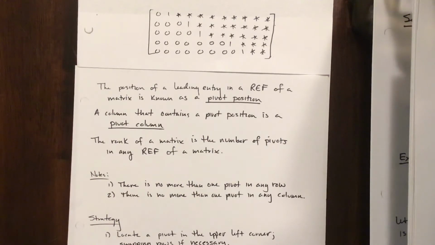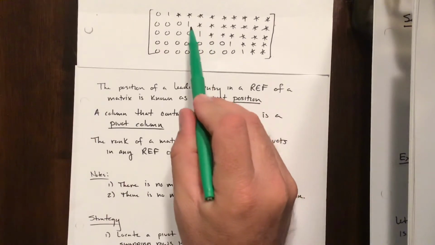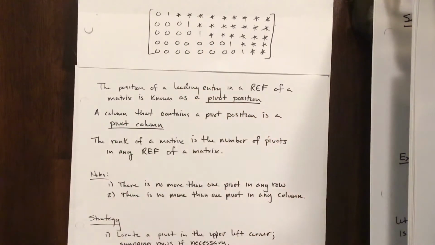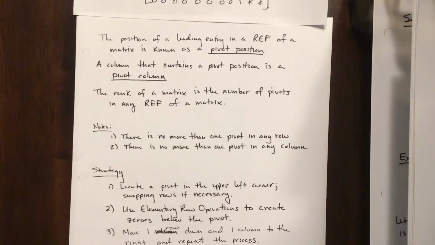The rank of a matrix is the number of pivots in any row echelon form of a matrix. So how many pivots do I have in this? 1, 2, 3, 4, 5. I have 5 pivots, so the rank of that matrix is 5. A couple notes here. There's never going to be more than 1 pivot in any row. There's never going to be more than 1 pivot in any column. So any row or column must have 1 and only 1 pivot. Can it have fewer? Yes, but it can't have more than 1.